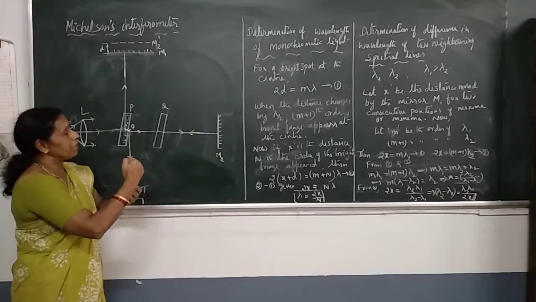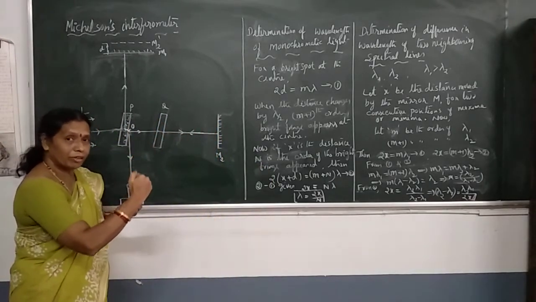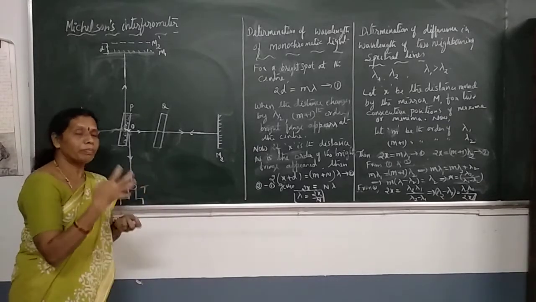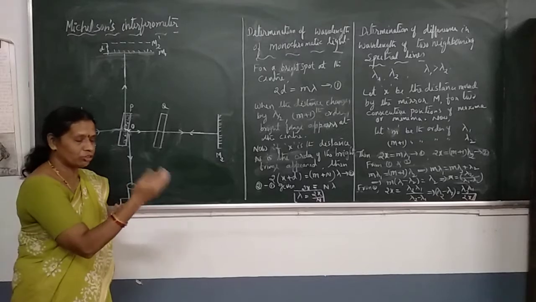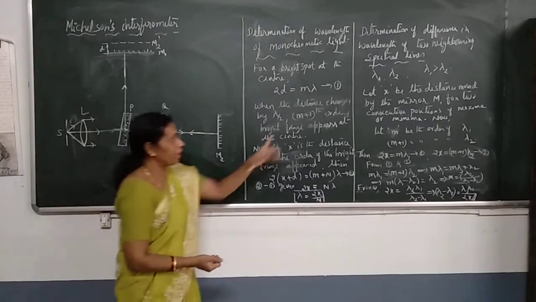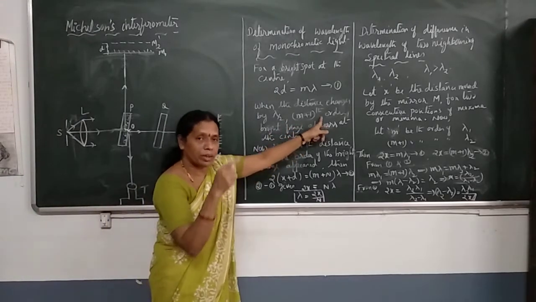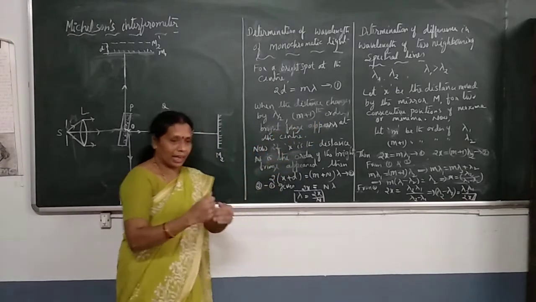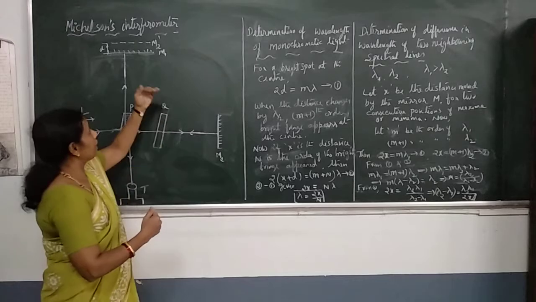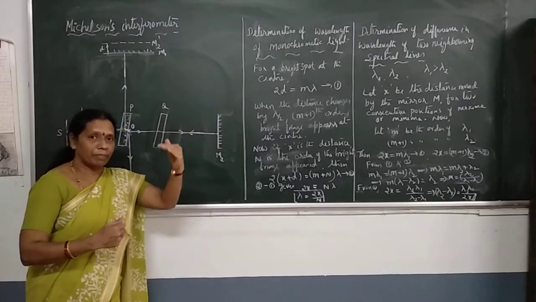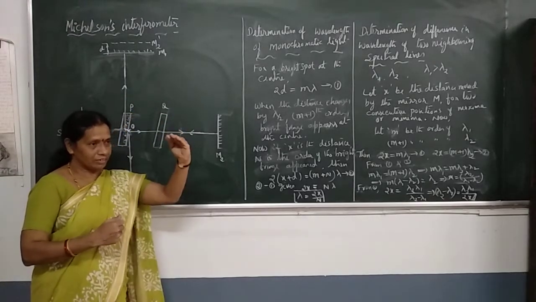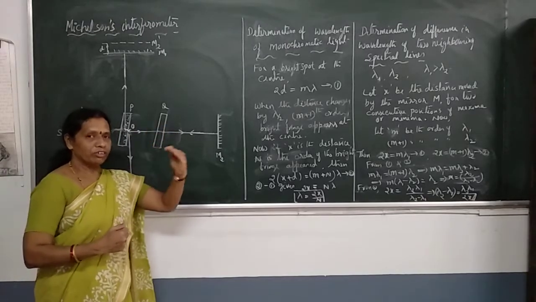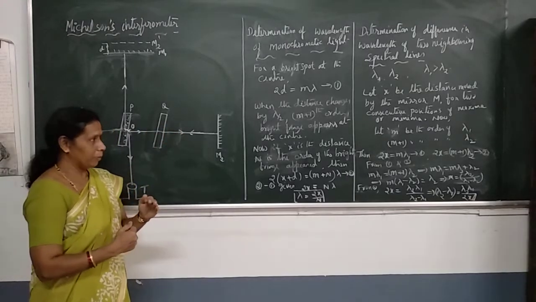Suppose the mirror M1 is moved further, slowly, till one more spot appears. One more bright spot appears at the center. The next one appears at the center, meaning the (M+1)th order bright spot appears at the center. In this way, as we move the mirror M1 slowly, bright spots for different distances of equal magnitude occur continuously at the center of the field of view.